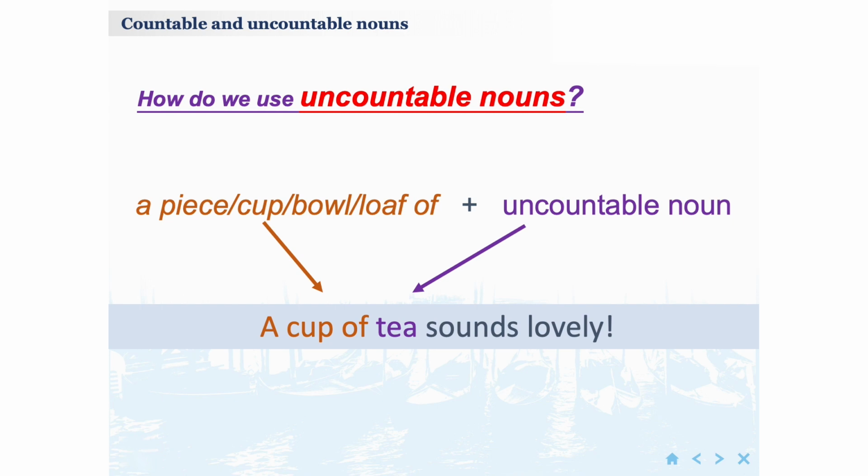Remember that when we use uncountable nouns as the subject of a sentence, the verb which follows it is always singular. In this example, tea is the subject of the sentence, so the verb sounds is in the singular form.